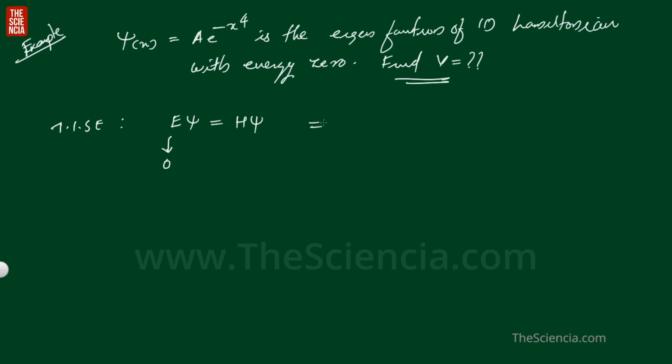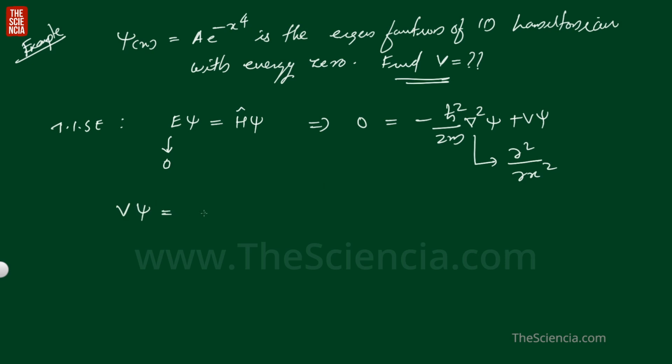That is, 0 is equal to H, where H is the Hamiltonian. That is, we know −ħ²/2m ∇²ψ plus Vψ. Here also the wave function is one dimensional, so this ∇² operator reduces to ∂²/∂x². Now we can rearrange this equation, that is Vψ is equal to ħ²/2m ∂²/∂x² of ψ. So by calculating this term, we can find out the potential.